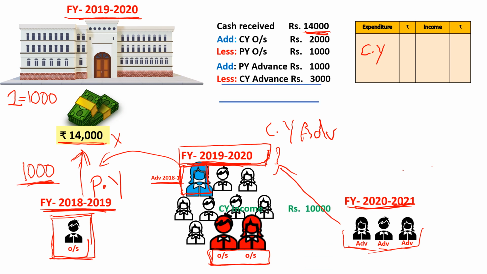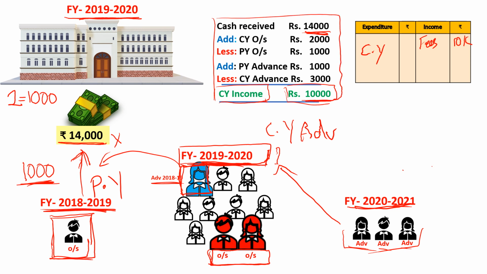So after all this calculation, the balance which you will get, that will be your current year income. This 10,000 rupees is your current year income, which will be recorded in our income and expenditure account. 10,000 rupees on income side, the fees received 10,000. So this is how we'll follow the format.